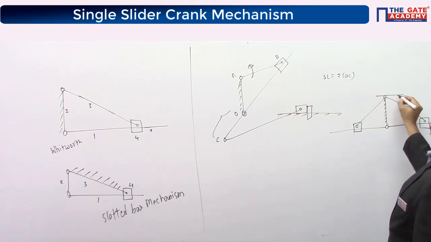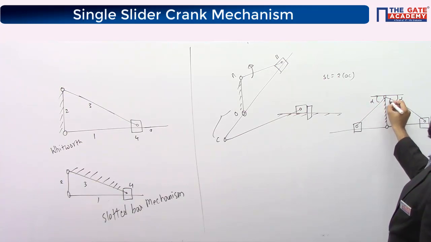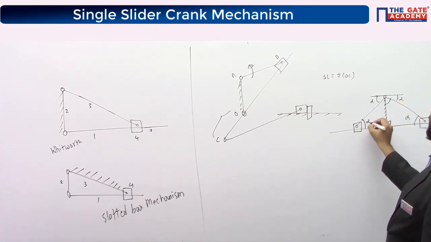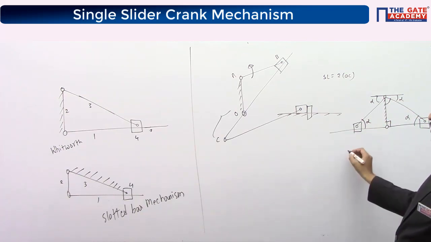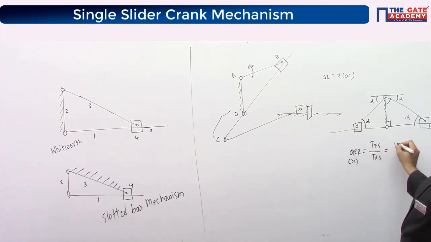If I say this angle is alpha, this angle is also alpha. If this is alpha, this is 90 minus alpha, this is 90, and this angle is alpha. Now the quick return ratio, which I am writing as greater than 1, is the time for forward stroke to the time for return stroke. So quick return ratio is 180 plus 2 alpha divided by 180 minus 2 alpha.